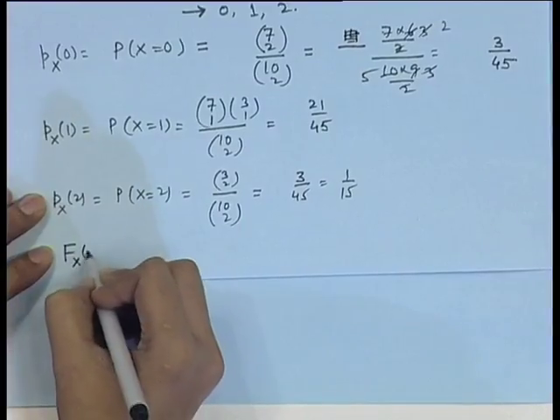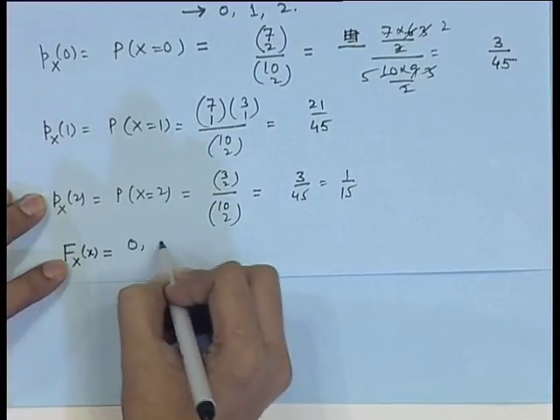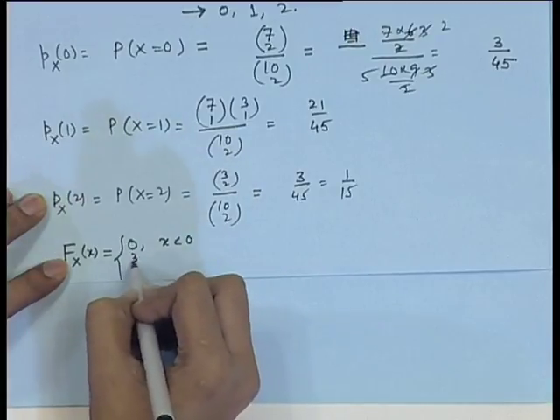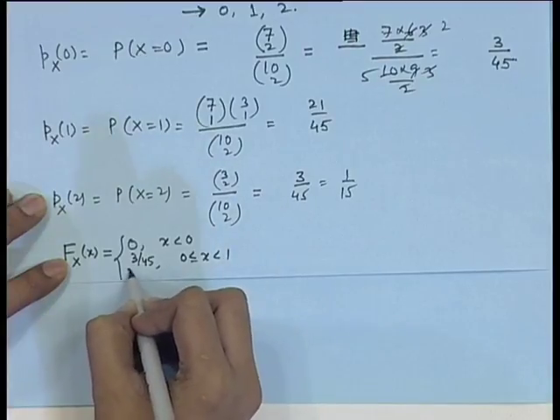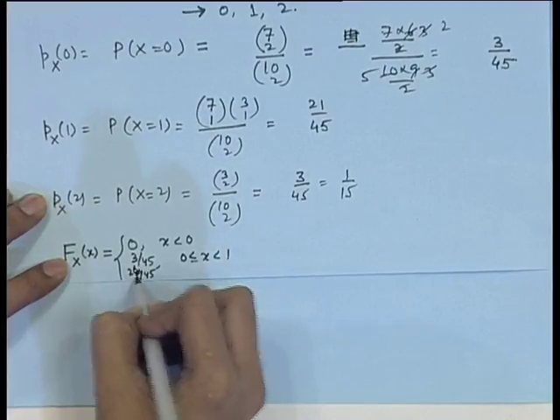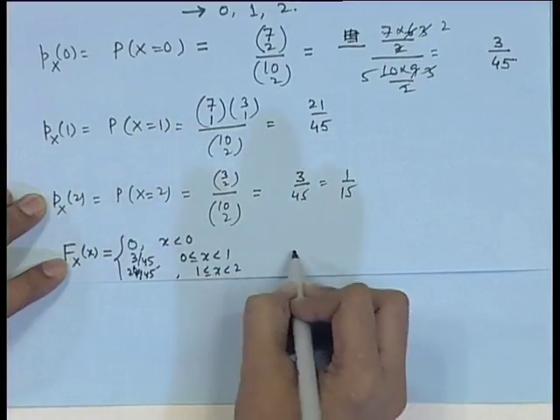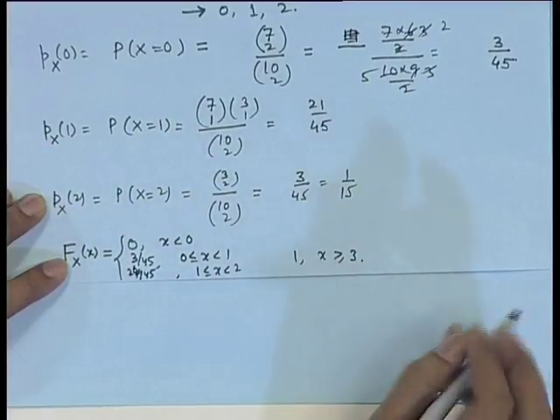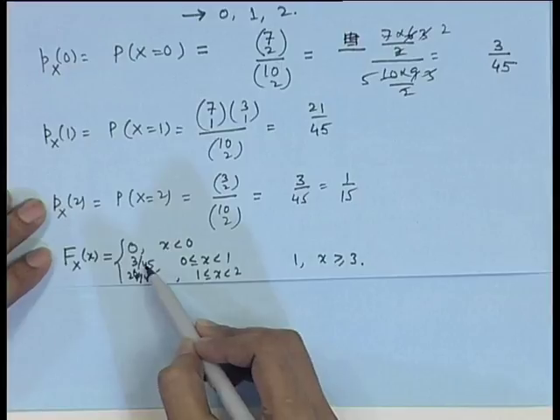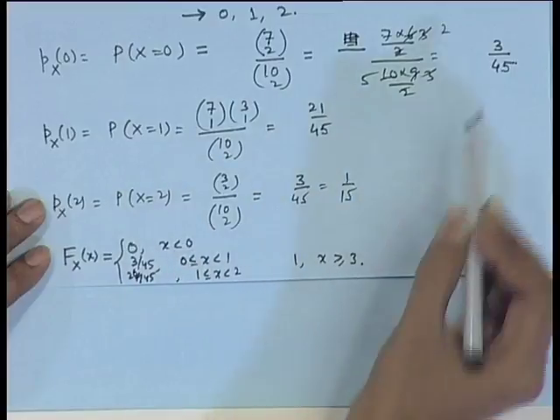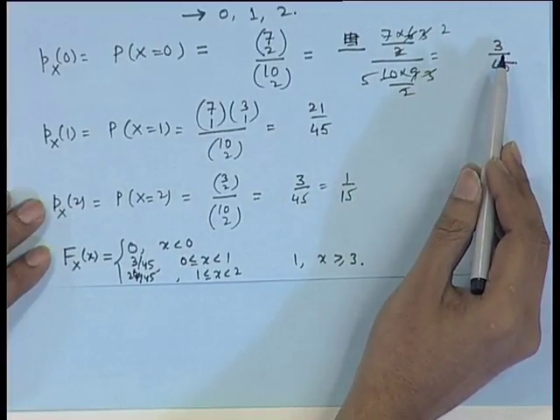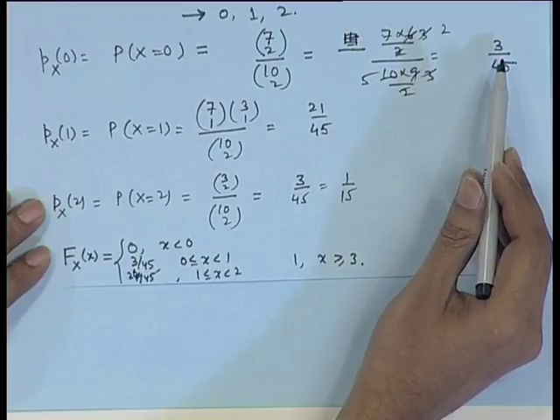Now, here if I want to write down the cumulative distribution function, it is equal to 0 for x less than 0, it is equal to 3 by 45 for 0 less than or equal to x less than 1, it is equal to 22 by 45, 24 by 45 for 1 less than or equal to x less than 2, and it is equal to 1 for x greater than or equal to 3. Now, you look at the jump points of this distribution. So, here at x equal to 0, there is a jump of size 3 by 45, which is equal to the probability of random variable X taking value 0.